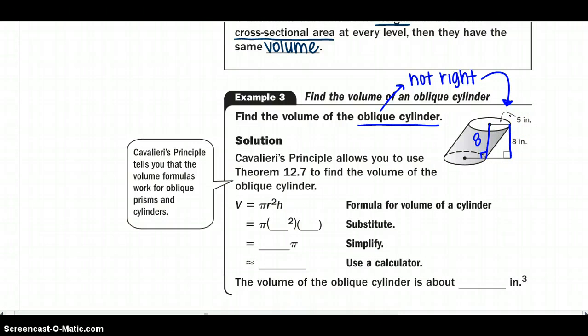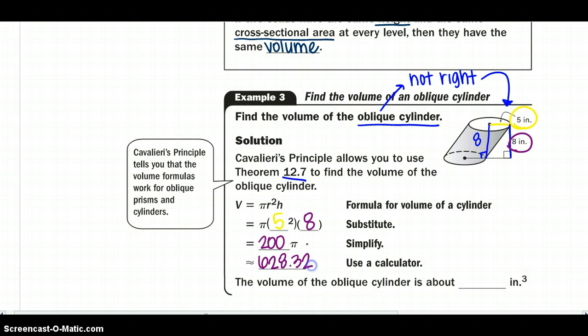So that principle allows us to use our theorem 12.7 to find the volume of the oblique cylinder. So we're just going to be able to use that volume equation for cylinders other than just right cylinders. So our radius now is 5. So we'll fill in the blank, and then our height, like we said, was 8 still. So solving that, we would get 200 pi, which is approximately 628.32.